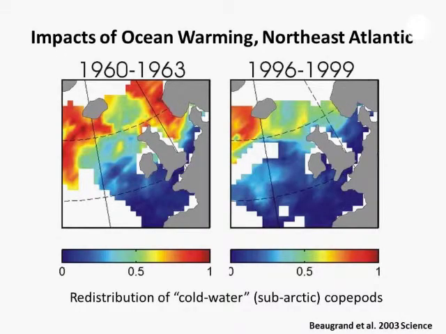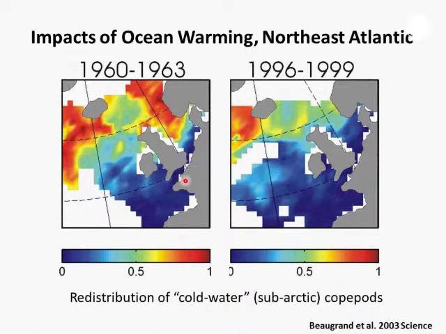This example was, I think, one of the first that was published about redistribution of copepods. Copepods have been featured in lots and lots of climate change research around the globe. This shows the impacts of ocean warming in the Northeast Atlantic over 2 different time periods, 1960 to 63 and 96 to 99. And like Bill's Northern Copepod Index, Beaugrand et al. created what he called a cold water or subarctic copepod group.